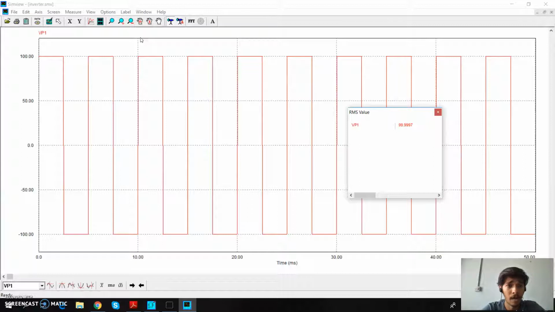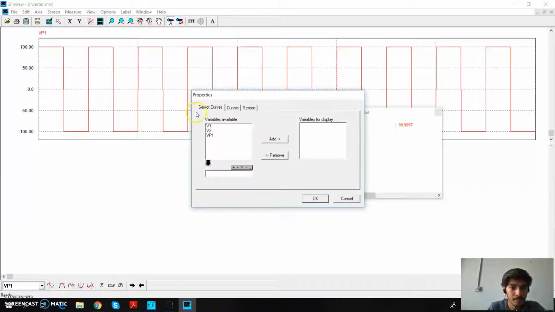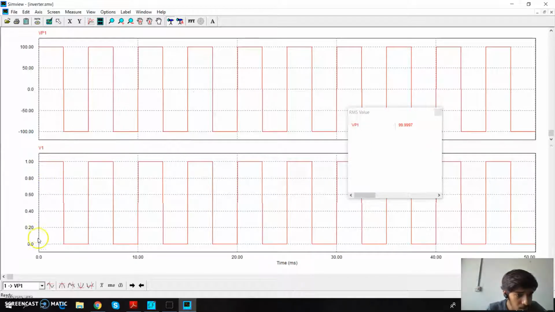We know the formula Vout is equal to Vs into the square root of delta upon pi. Here delta is the on time. If we add a screen, suppose we take V1, the on time is from 0 to 180. That is, delta is 180 degree, and pi is also 180 degree. So Vout is equal to Vs, and Vs is 100 volt. Thus the RMS value which we get is also 100 volt.